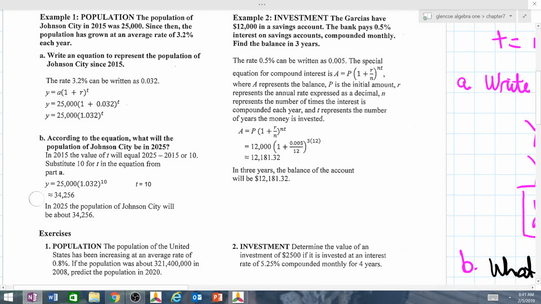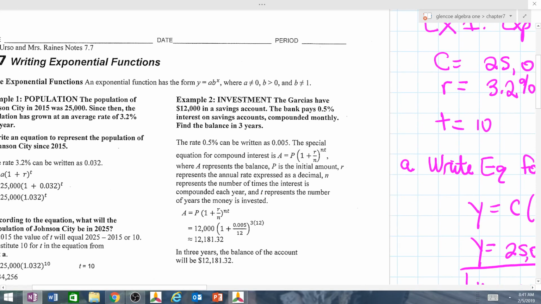Anybody have a question so far? So that's exponential growth. Before I go on to exponential decay, I want to take a minute and talk about a formula that is actually derived from the exponential growth formula.